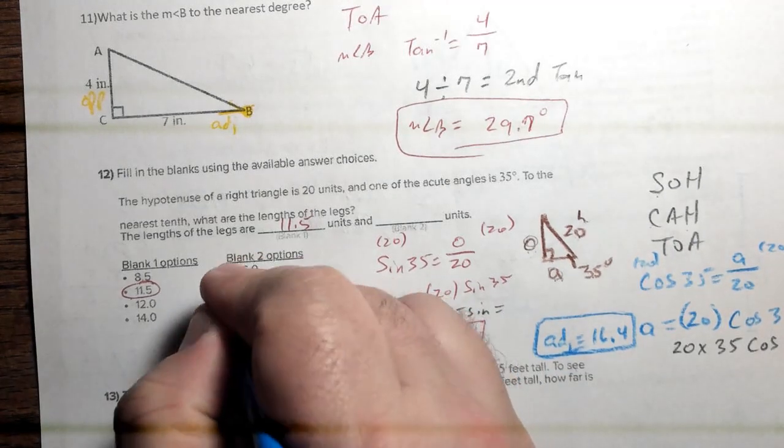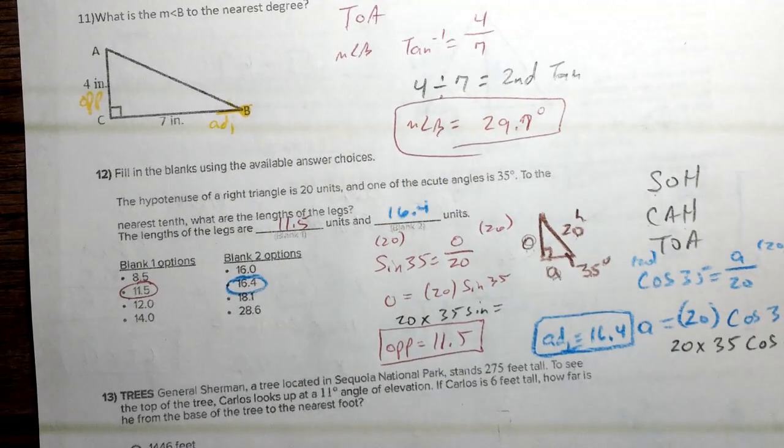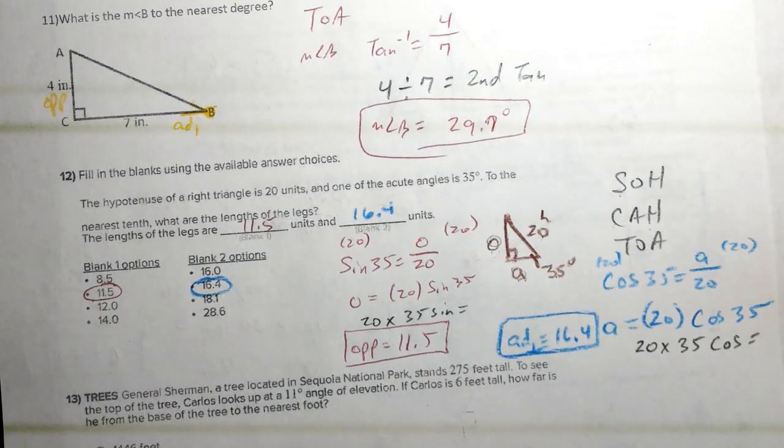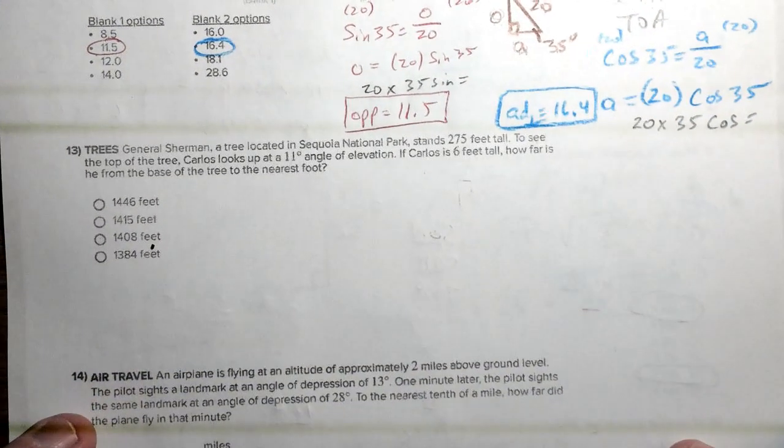And looky there, 16.4, 16.4. Oops, sorry, I was a little over there. Okay. All right, scooching up. Number 13.